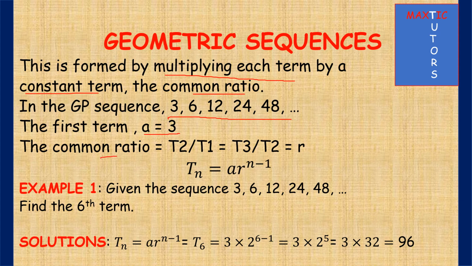So you can find the common ratio to be T2 over T1 or T3 over T2. And that is 6 over 3 or 12 over 6, which will give us 2. So here we have to find the sixth term. So using the formula for nth term of GP, A is 3, R is 2, and N is 6. Then I have 3 times 2 raised to the power 5. 2 raised to the power 5 is 32. So 3 times 32 will give us 96. So the sixth term of that sequence is 96.